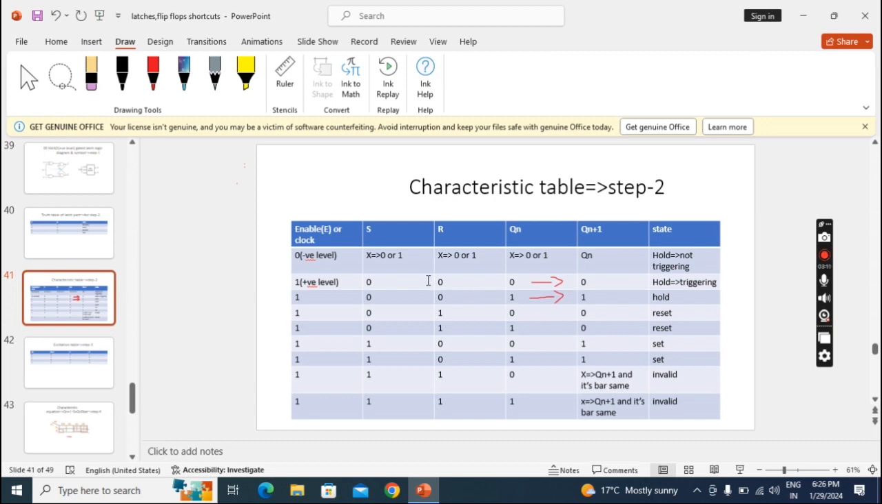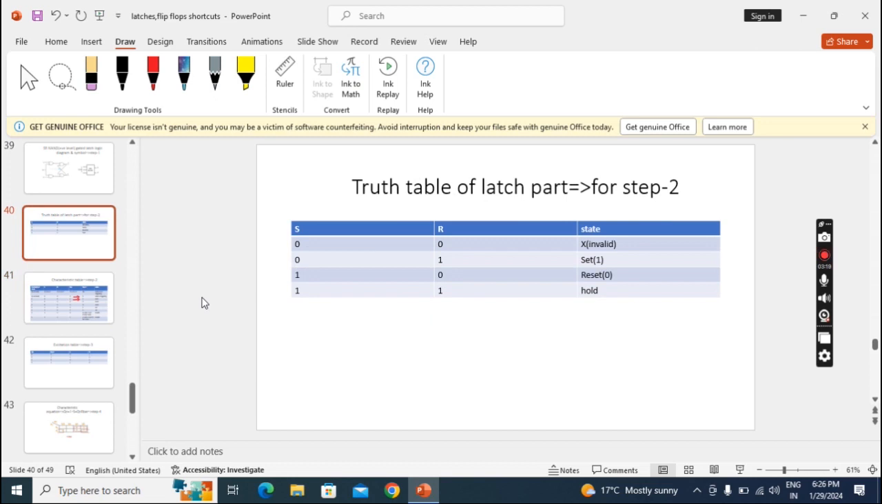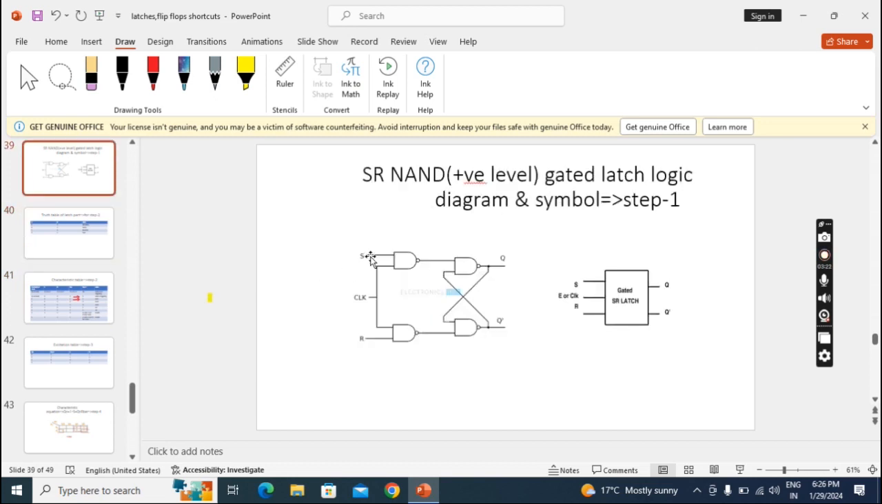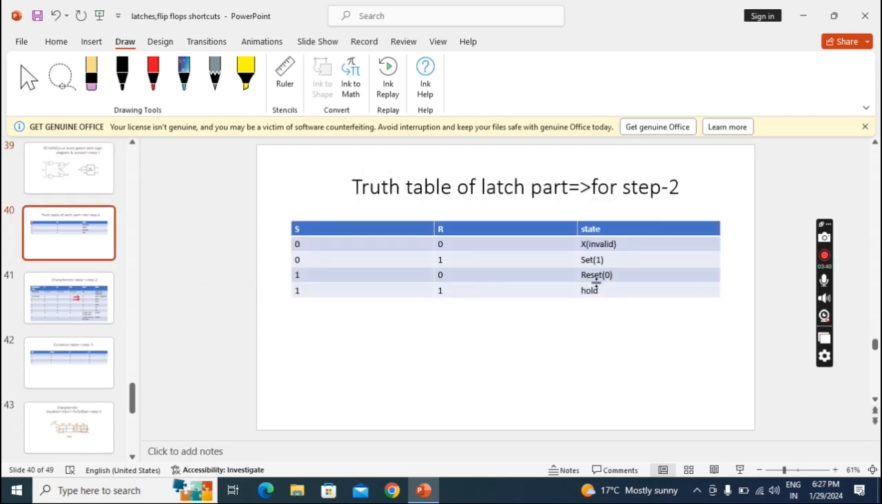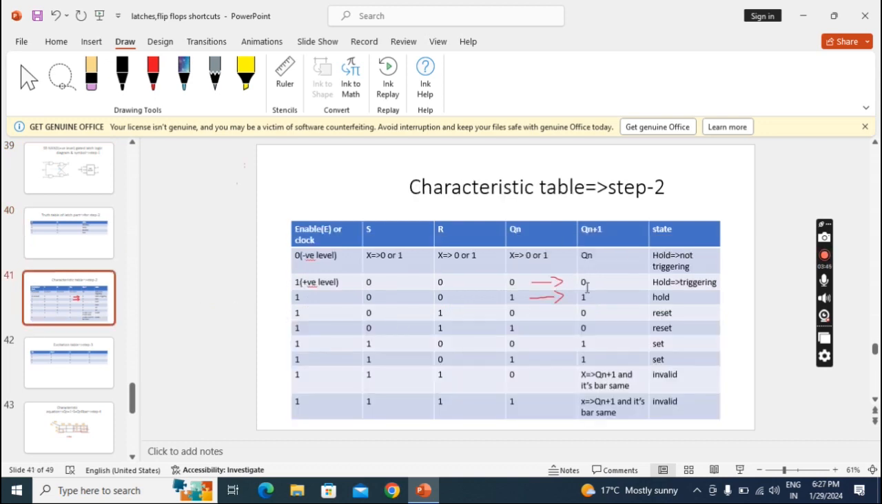Here now I am applying S equal to 0, R equal to 0 and clock value 1. Then what will happen? Go to the circuit diagram. Here it is 0, here it is 0, here it is 1, here it is 1. It means if any one input is 0, output becomes 1. So 1 1 are going to the non-gated latch. When 1 1 go to the non-gated latch, hold will happen. So the circuit will become hold. It means Qn+1 becomes Qn only.